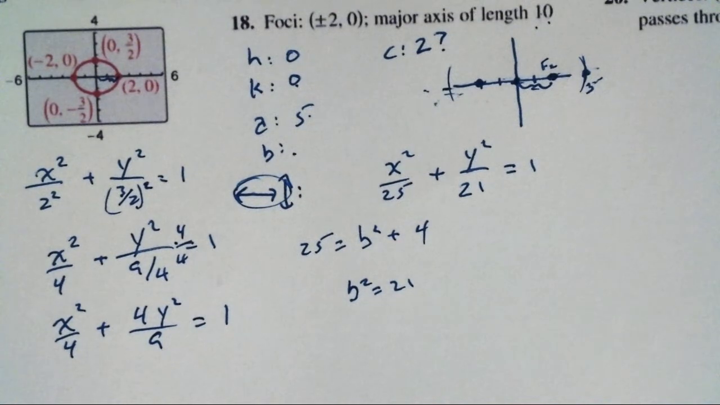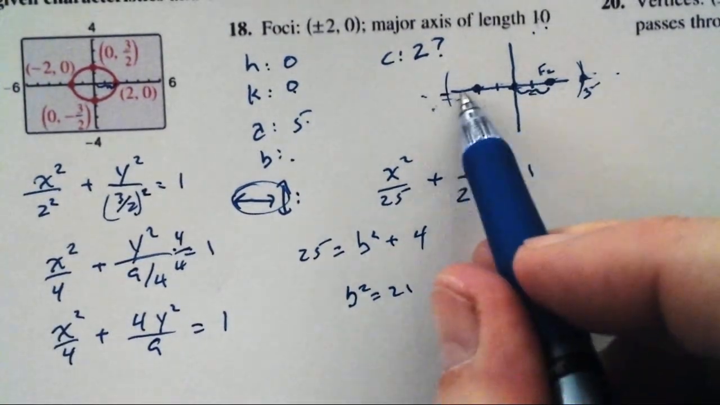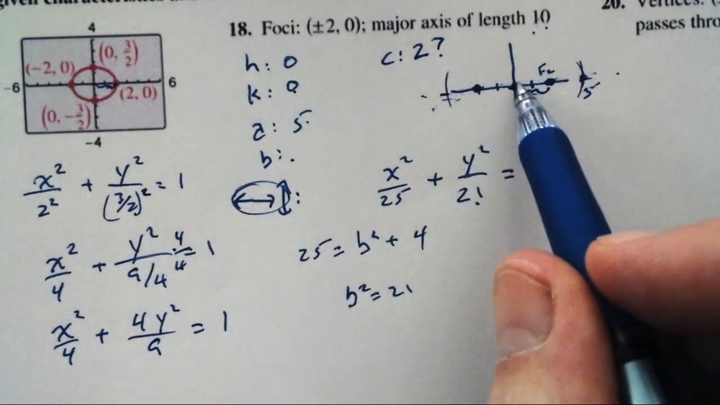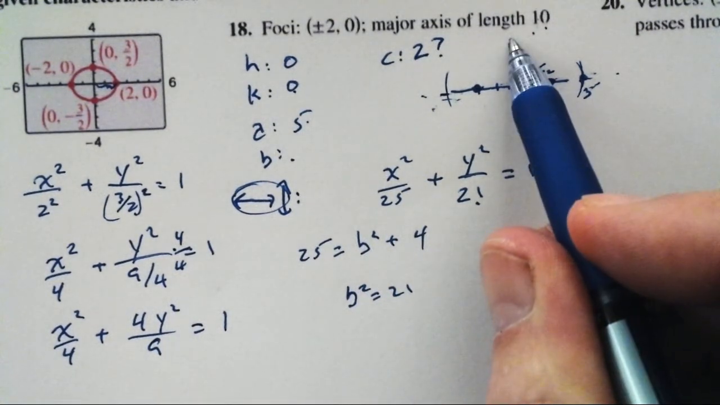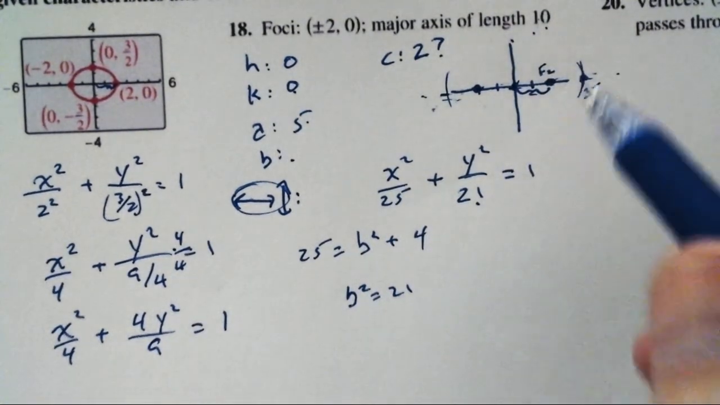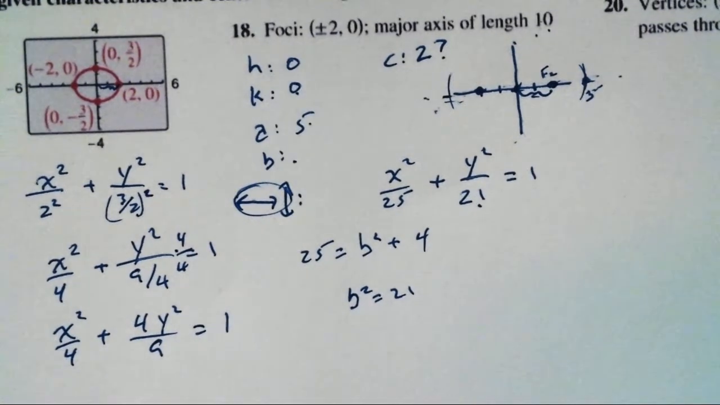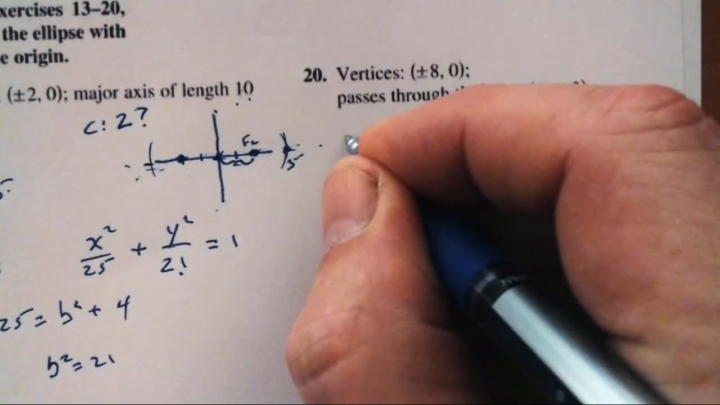Now, if I was drawing it and trying to be accurate, first off, I'd move my 5s out further, but now I would know that from here I'd go up the square root of 21, somewhere around 4.5 or so, and down the square root of 21. Okay, so let's continue to lay this out this way.